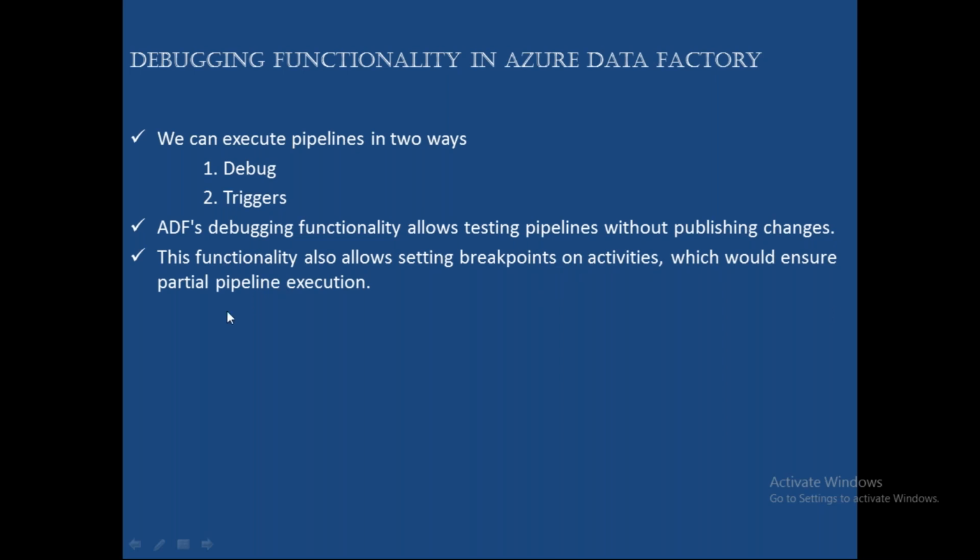Next, this ensures partial pipeline execution. You have 4 activities in a pipeline, but you are executing only one activity. That is nothing but a partial execution of the pipeline.